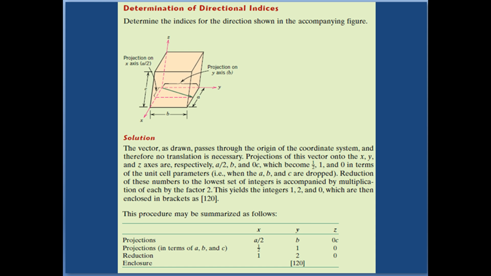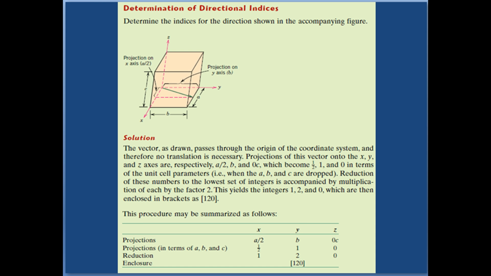Reduction of these numbers to the lowest set of integers is accomplished by multiplication of each by a factor of 2. We carry out the multiplication by factor 2 so as to make the lowest set of integers. After multiplication by 2, you will get the integers as 1, 2 and 0, which are then enclosed in square bracket. In square bracket you can write [1 2 0]. It is your final solution for the given problem.